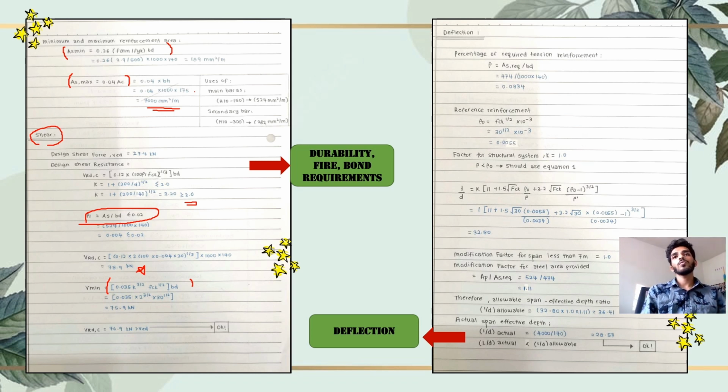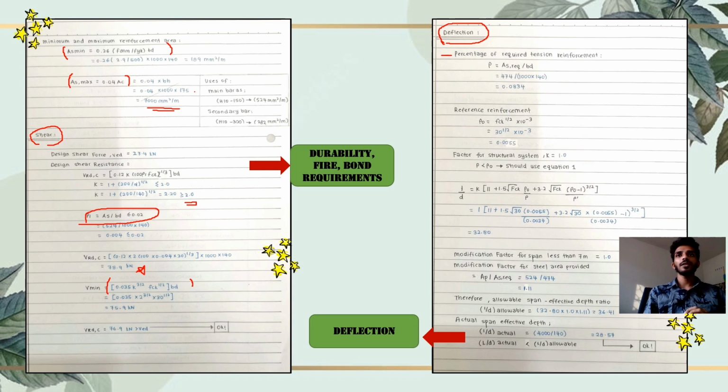And now we can move on to the next part of the calculation, which is the last part, deflection. For deflection, we have the percentage of required tension reinforcement, where we're going to use rho equals As required over bd, which is 474 divided by 1000 times 140. We will be able to get 0.0834 as the percentage of required tension reinforcement.